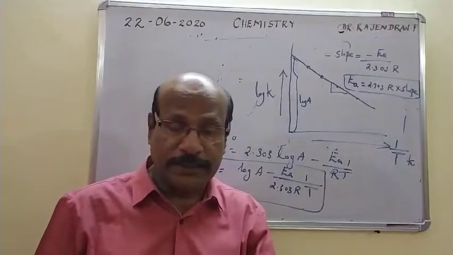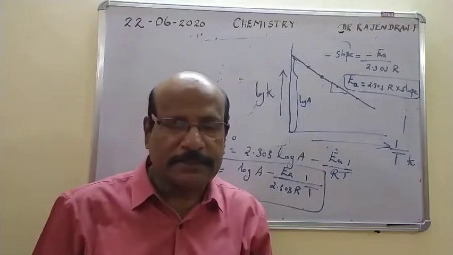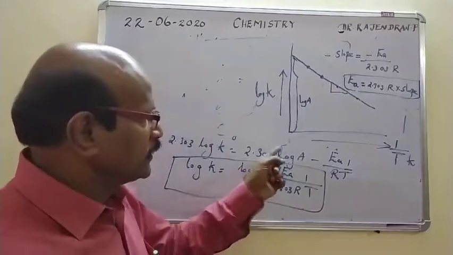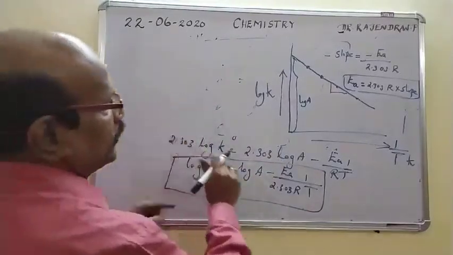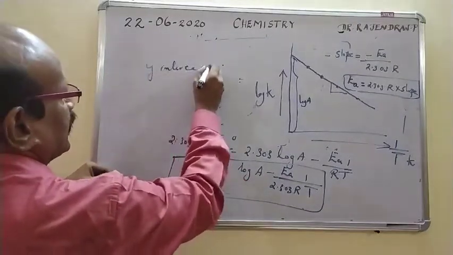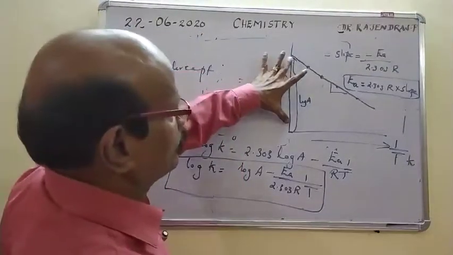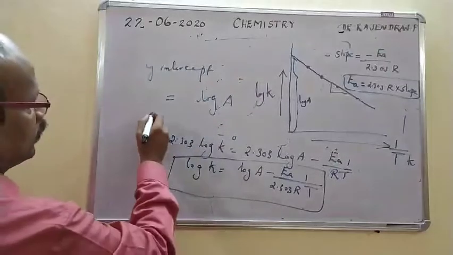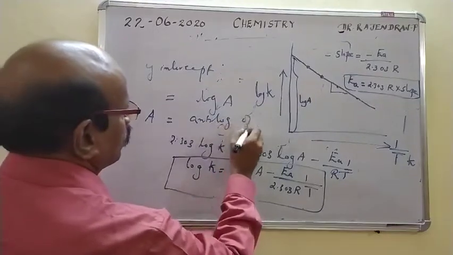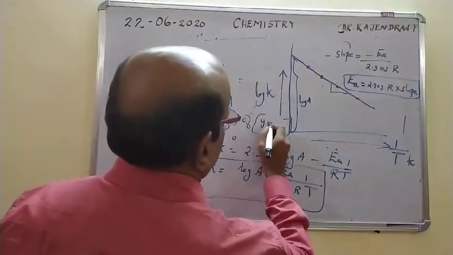So that is a method for determining the collision frequency indirectly. From the plot, the activation plot or Arrhenius plot, the y-intercept gives the value of A. The y-intercept is equal to log A. Therefore, A is the anti-logarithm of the y-intercept.